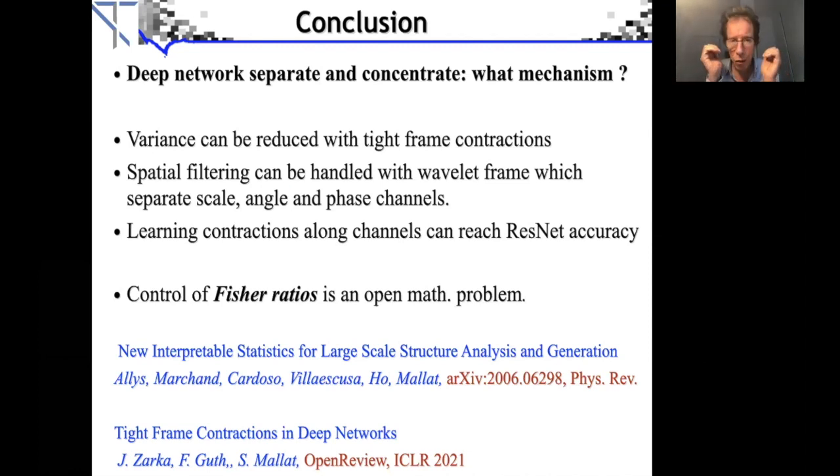The second point is spatial filtering doesn't need to be learned. Basically, it's totally controlled by the geometry of the problem. And in this case, the wavelets will do the job. They are able to separate the parameters of the important groups, which are here scales, angles, and phase. So basically, the learning is reduced to just along the channel. And there are very interesting questions about what kind of tight frames are being learned here. But the point is that you reach ResNet accuracy just by learning these elements. So again, the mathematical problem here is how to get upper and lower bounds on the evolution of these Fisher ratios, which is, at least for us, totally open at this point.